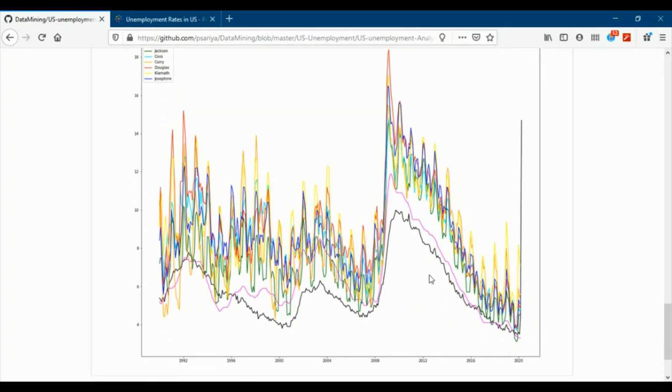So from this, what we understand is Oregon State was not actually performing well during the years 1990 to 2020, and the unemployment rates were usually higher than the national average and the state average.